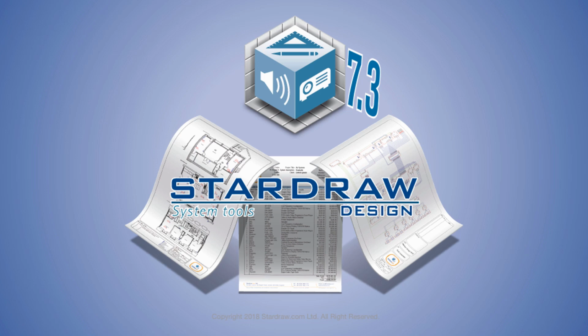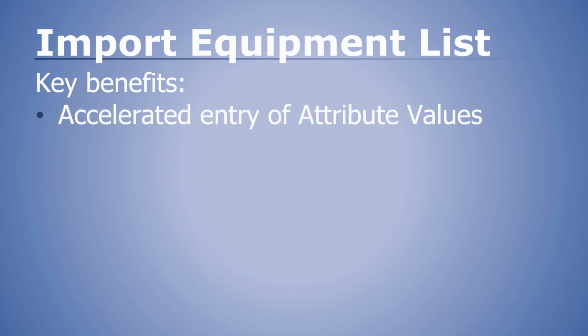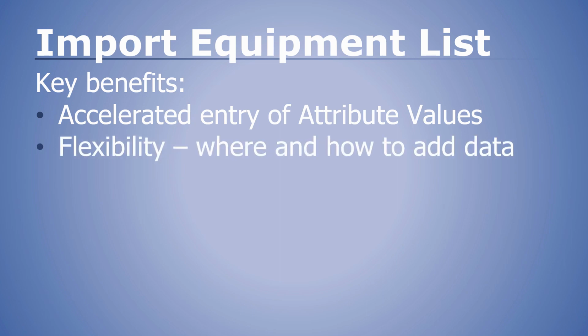In this movie, we're going to look at a new feature that was introduced with Stardraw Design 7.3, and that is the ability to import from an equipment list. The purpose of this feature is to make it quicker and easier to add large amounts of data into your project. It makes it more flexible to enter that data because it's done through a spreadsheet, so you can either do this in the office or out in the field simply by adding values into the cells in a spreadsheet.